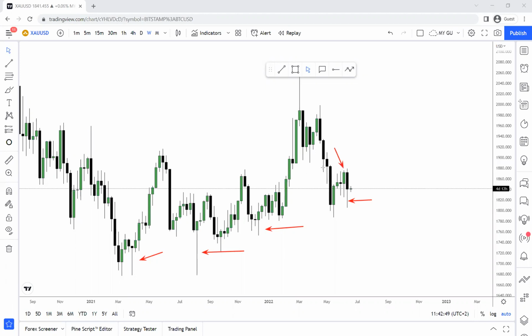So what can that mean? Why didn't price go higher? Why did it give us this bearish candle? And then why did it give us this pullback? So we have 3 questions that we need answered.